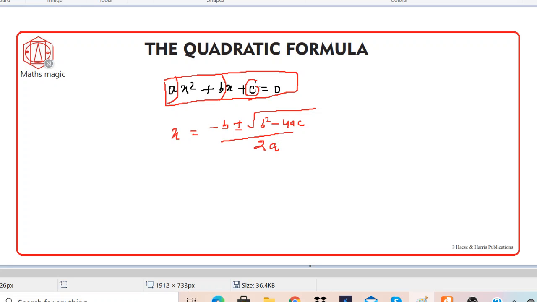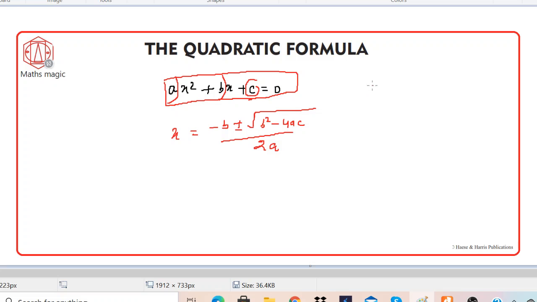Now you have plus and minus in the formula. What it means? That means you will get two separate answers possibly, because sometimes you may get two answers, sometimes you may get one answer, and sometimes you may not get any answer. I just want to add this note: sometimes you may not get the answers.